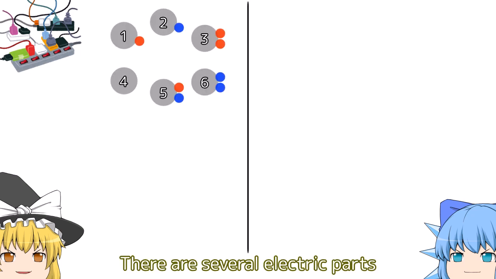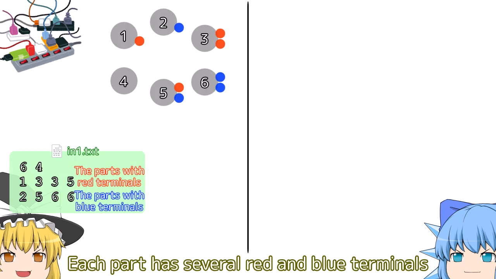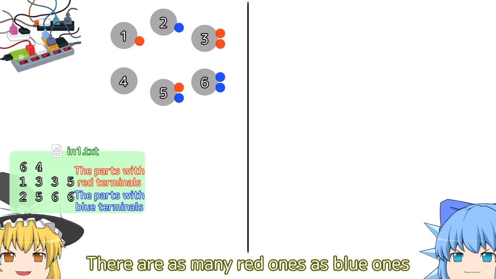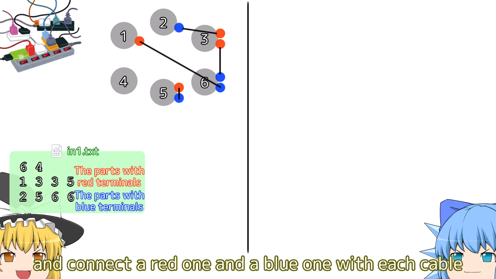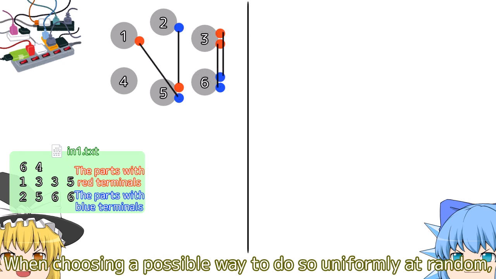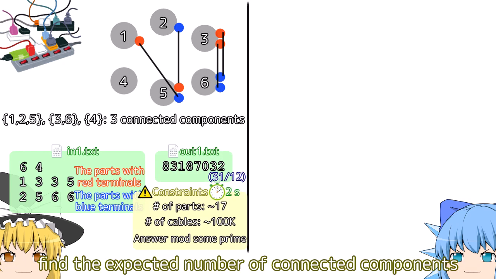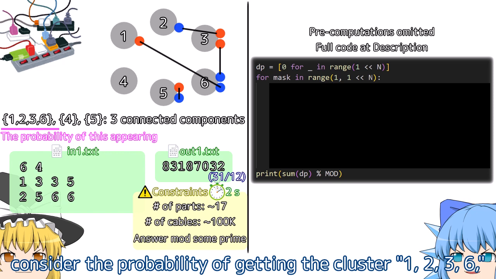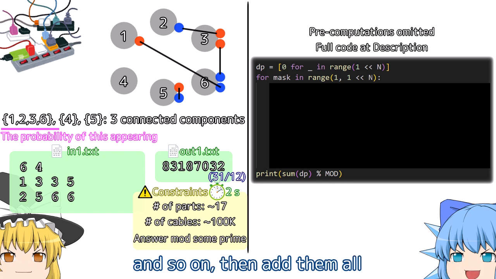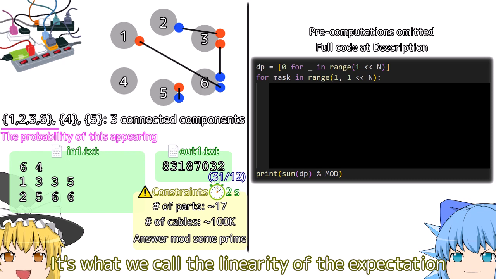Problem G. There are several electric parts. Each part has several red and blue terminals. There are as many red ones as blue ones. Prepare as many cables as terminals of each color, and connect a red one and a blue one with each cable. When choosing a possible way to do so uniformly at random, find the expected number of connected components. First, instead of how many clusters, consider the probability of getting the cluster 1, 2, 3, 6, and so on, then add them all. It's what we call the linearity of expectation.